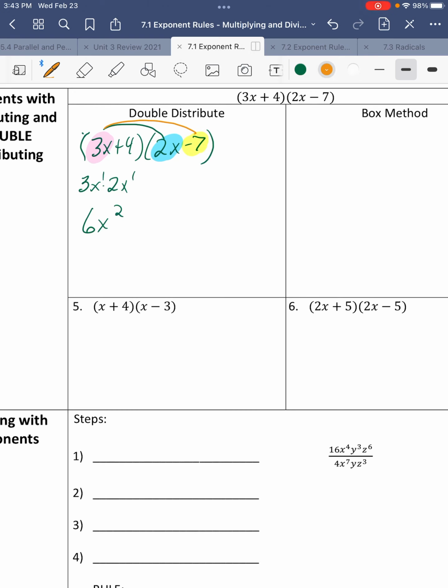So 3x times negative 7, so it'll be a negative, so you could do it as a plus 3x times negative 7, and that becomes a negative 21x. 3 times negative 7 is negative 21, and the x comes along. So I distributed the 3x to the 2x and the negative 7. Now I'm going to have to distribute the 4.